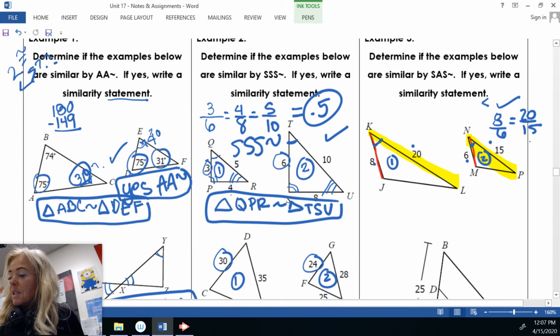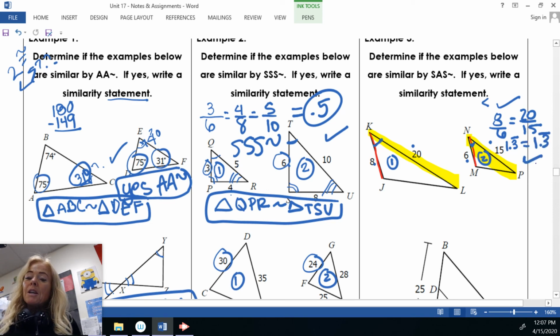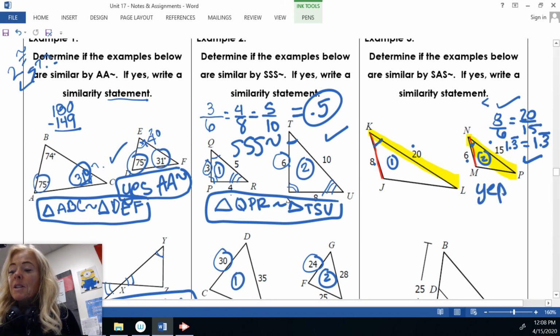8 divided by 6 is 1.3, the bar above it. 20 divided by 15 is 1.3 with the bar above it. So the second condition that the two sides are proportional exists also. So because both conditions exist, we would say, yep, triangles are similar.